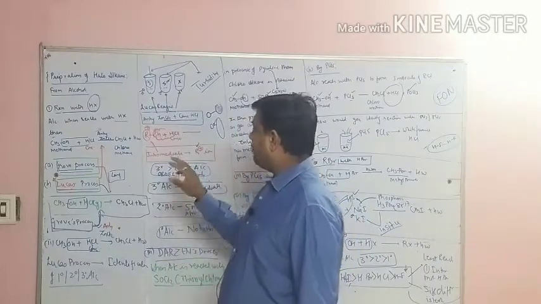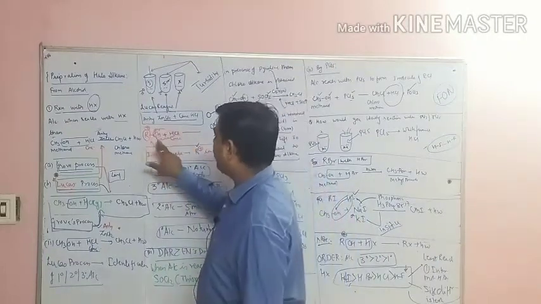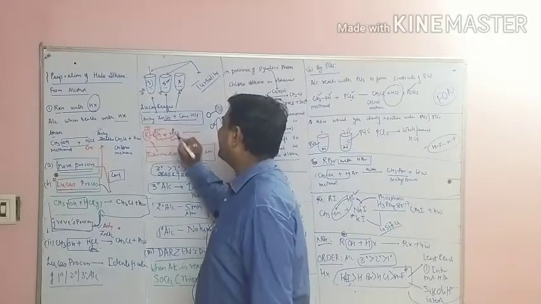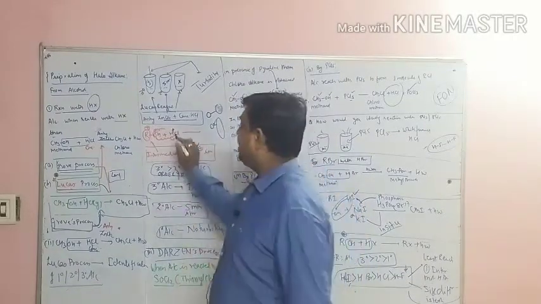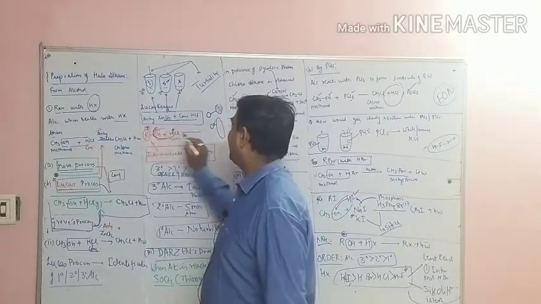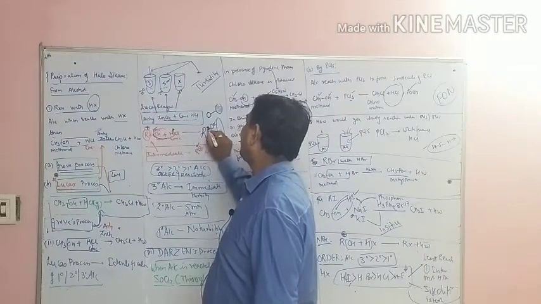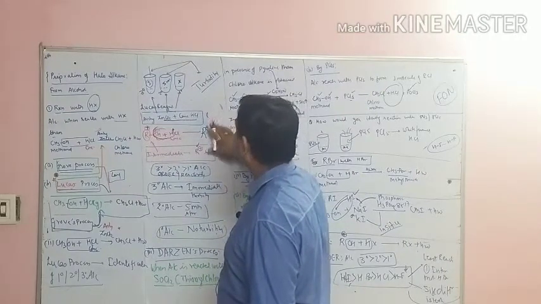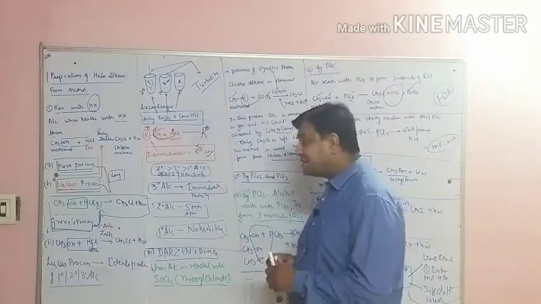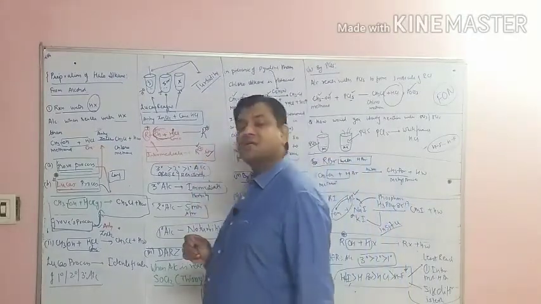See students, if we analyze this reaction where alcohol is reacting with HCl, it is clear that HCl will liberate H in the form of a positive ion. If H plus is there, then OH will go as a negative ion. But obviously the intermediate is R positive. What do you mean by R positive? The intermediate is the carbocation. In this reaction, the intermediate is a carbocation.